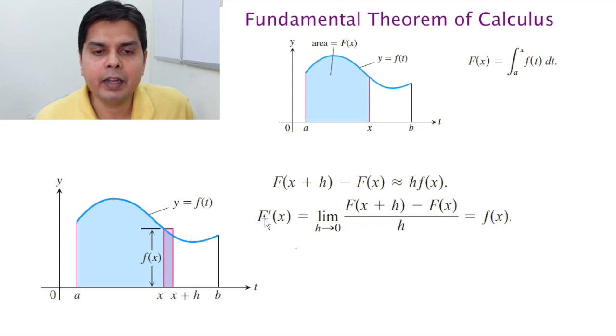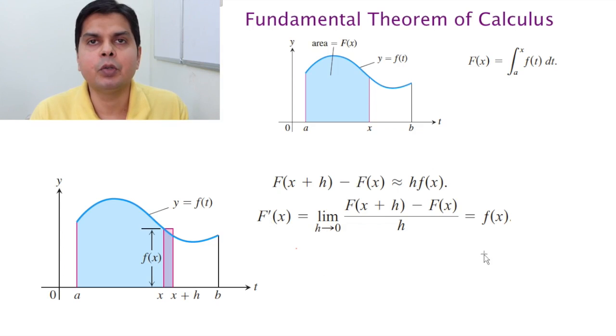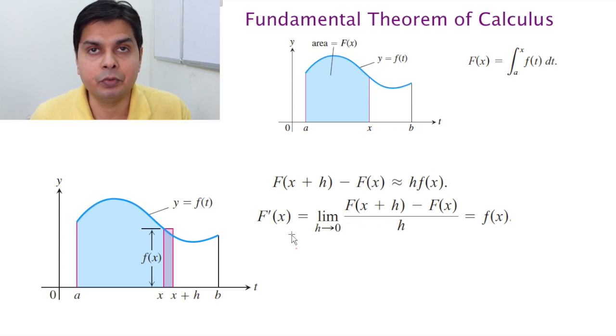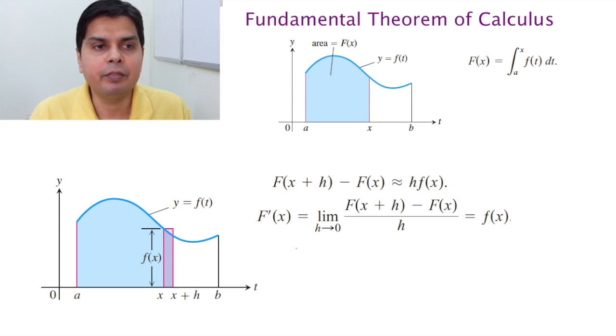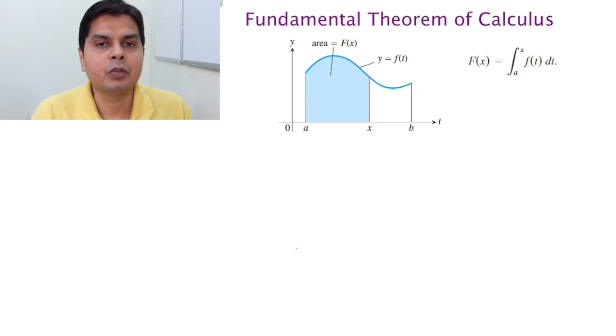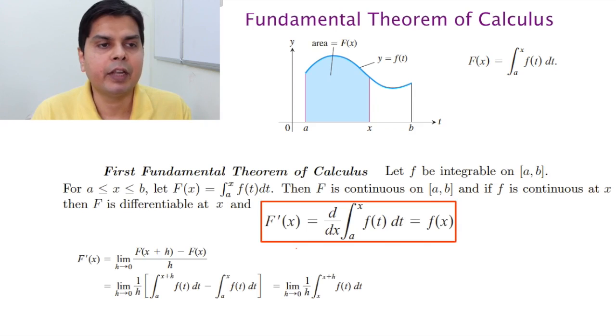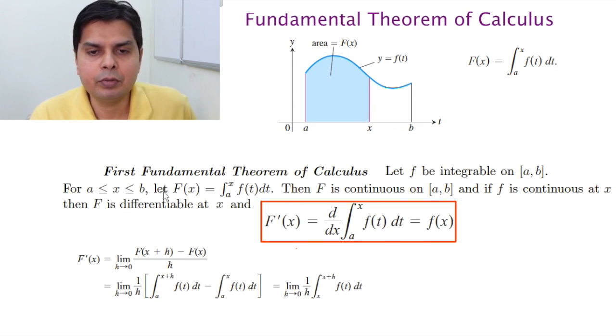So I can write F prime x is equal to the limit h tends to 0 of F(x+h) minus F(x) divided by h, which will be equal to f(x). So let's give a rigorous proof of this theorem, that F prime x is equal to f(x), and what are the conditions under which F prime x will be equal to f(x). That theorem is called the fundamental theorem of calculus, and it is as follows.